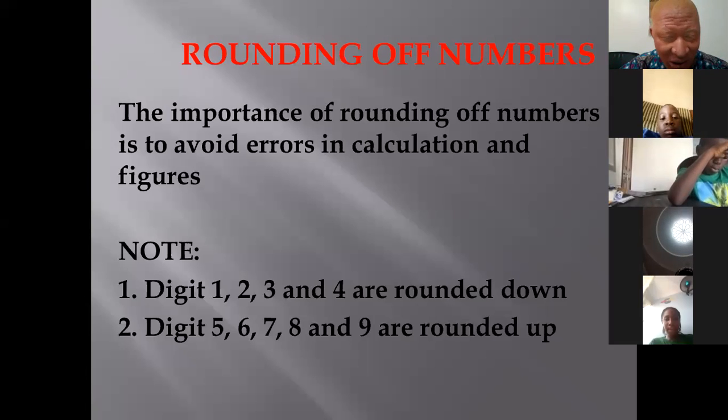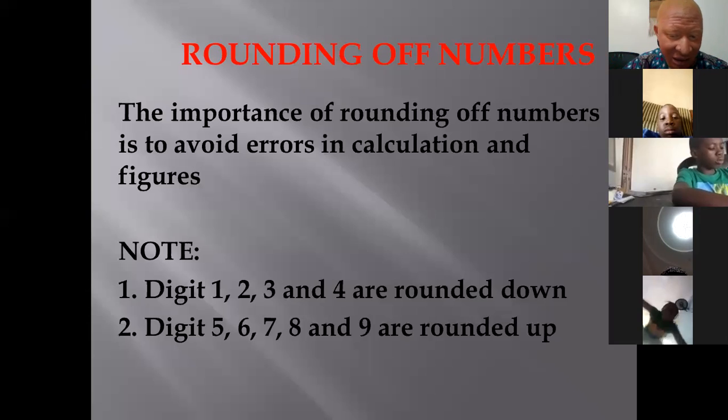So let me use three-digit place values now. If I have 173, the 3 is the unit place, the 7 is the tens, while the 1 is the hundreds. When you want to write 173 in words, you can split it into 100, 7 tens, and 3 units.